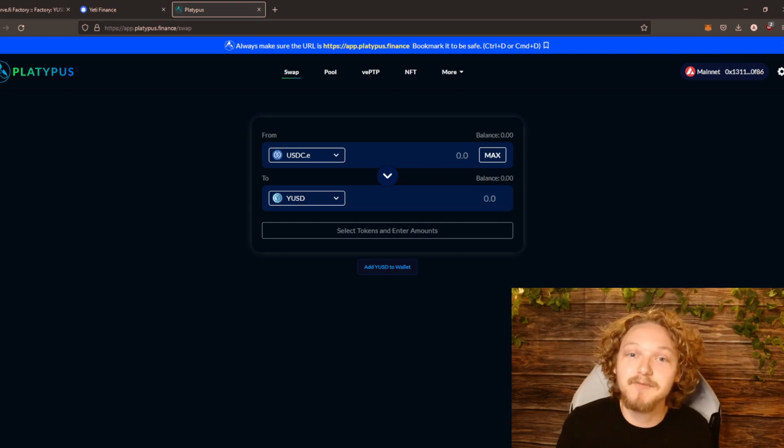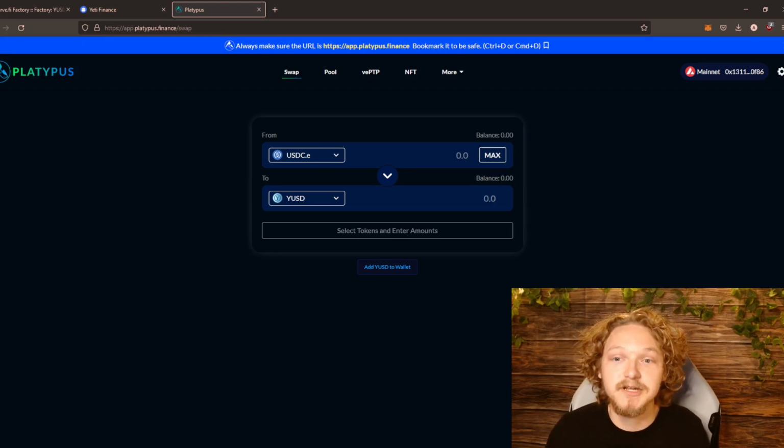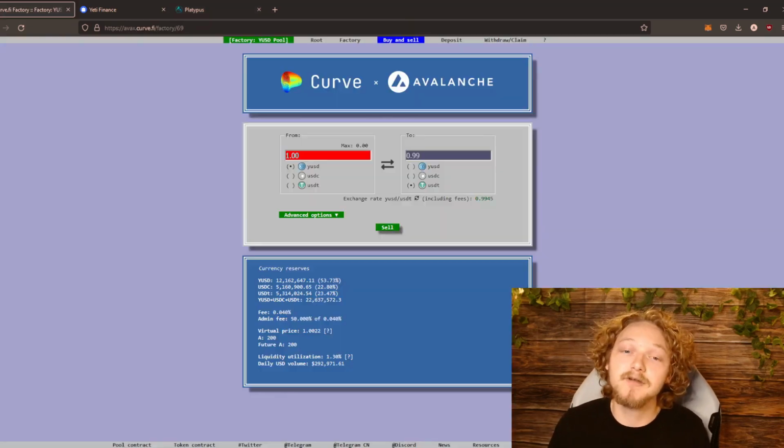This is where I would buy YUSD if you're planning on getting into the Genesis pool. You cannot buy it from Trader Joe. Do not try to trade it from Trader Joe. Only use Platypus or mint it yourself through the local app. And again, another option is Curve.